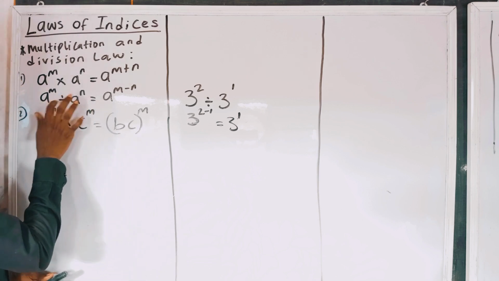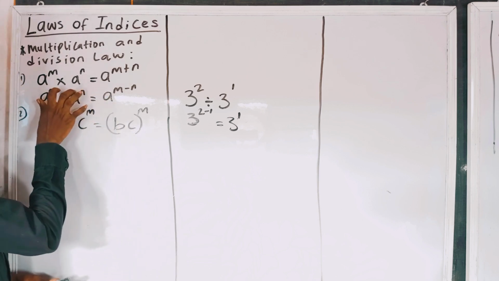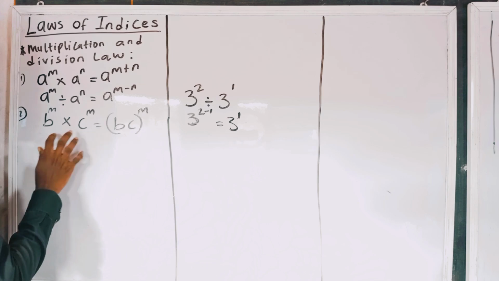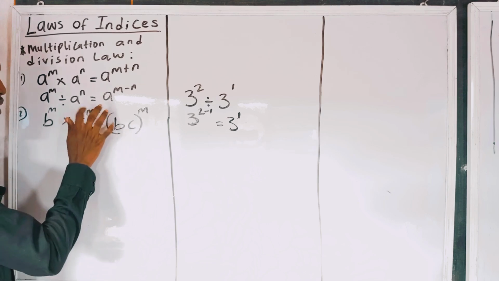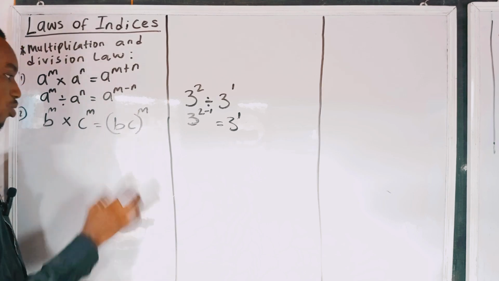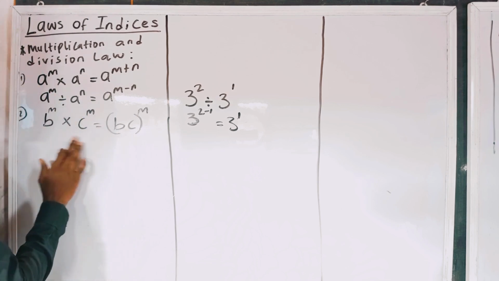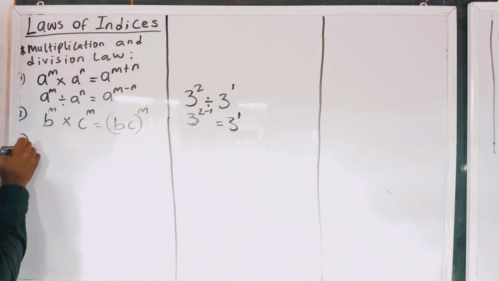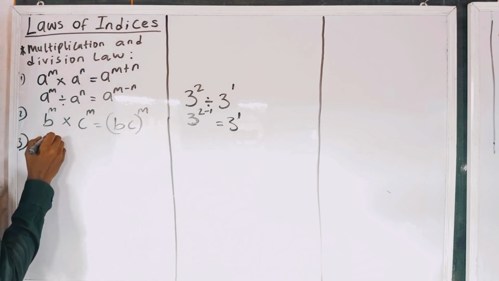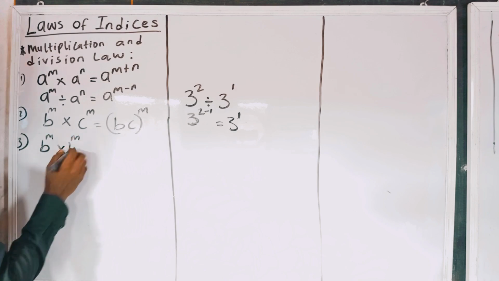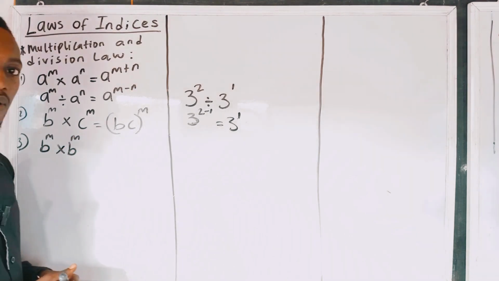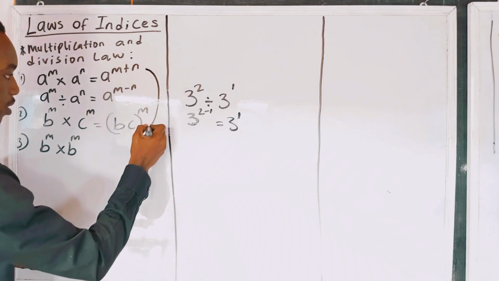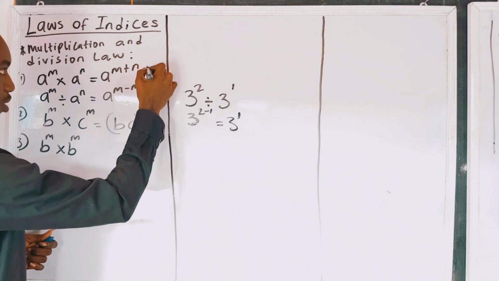Here, they have the same base. We pick one base, then we evaluate the power. The opposite is happening here. When they have different bases, we take the two bases, but we pick one power. So that's that. That's when they have different bases but the same power. What of when they have the same base and the same power? For example, when they have the same base and the same power, how do we evaluate them? You can use any of these methods, okay?